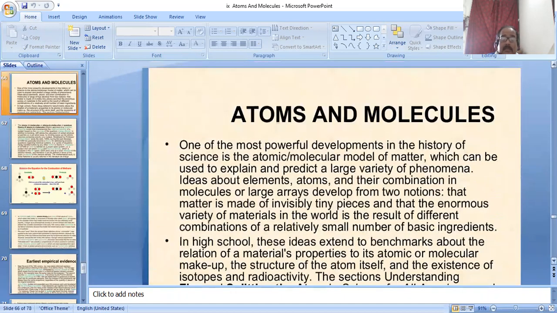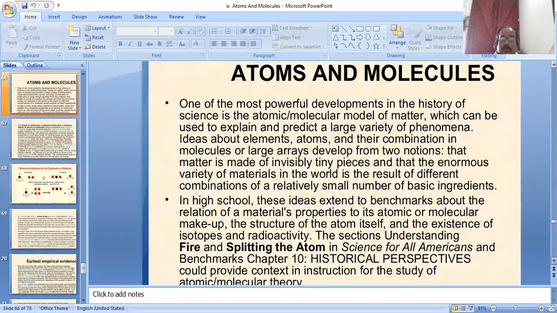Atoms and molecules: one of the most powerful developments in the history of science is the atomic and molecular model of matter, which can be used to explain and predict a large variety of phenomena. Ideas about elements and atoms and their combination in molecules are largely developed from two notions: that matter is made of individually tiny pieces, and that the enormous variety of materials in the world is the result of different combinations of a relatively small number of basic ingredients.